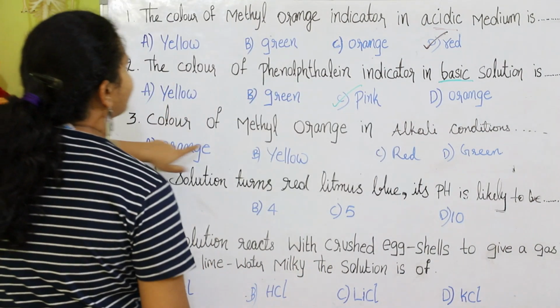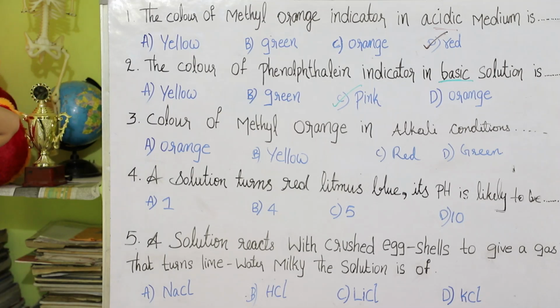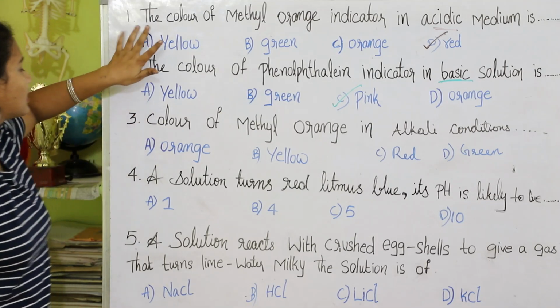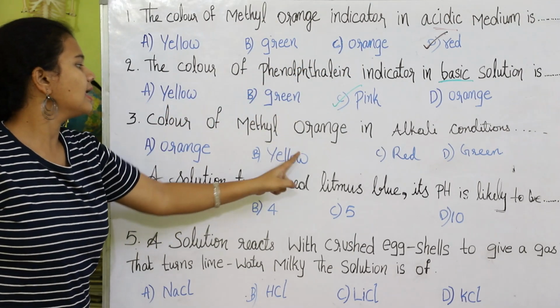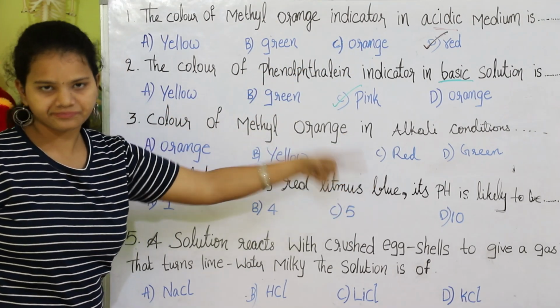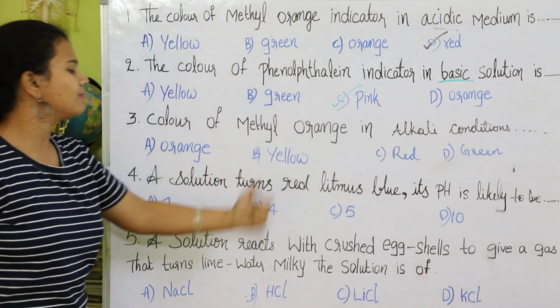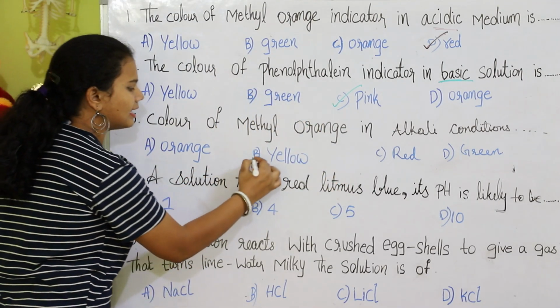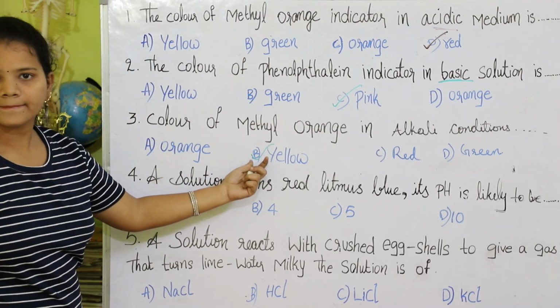Next, the color of methyl orange in alkali conditions. As I have said before, in the first question we dealt with methyl orange in acidic medium being red, and methyl orange in basic or alkali medium will be yellow in color. Okay, it takes yellow color. Clear? Good.